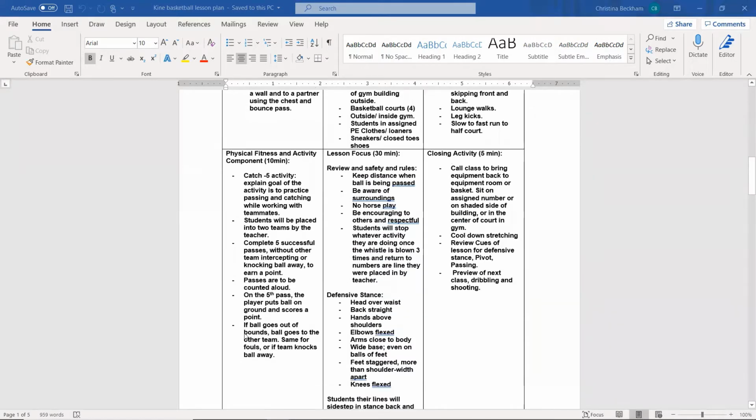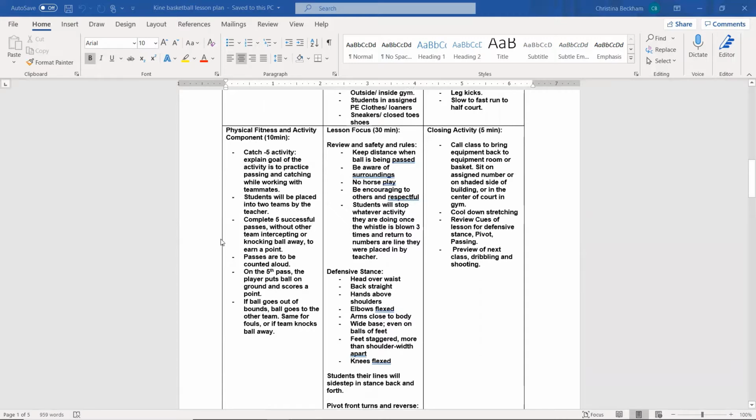For the fitness component, we will be playing Catch 5. I will explain the goal of the activity is to practice passing and catching while working with their teammates. Students will be placed into teams of 2 by me. They must complete 5 successful passes without the other team intercepting or knocking the ball away to earn a point.